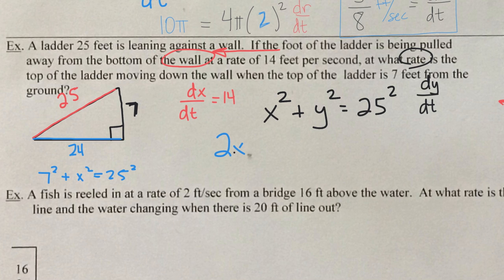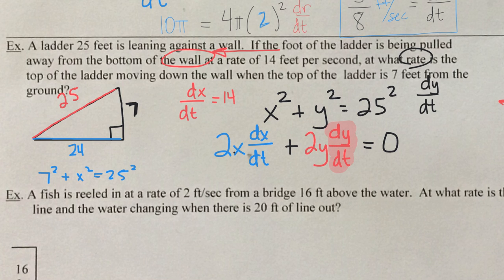2x. And we always have to remember the dx dt. We have to remember the rate with respect to time. Plus, the derivative of y squared is 2y times the derivative with respect to time, dy dt, equals 0, because that's the derivative of a constant. Okay, and what do we want to solve for? dy dt.